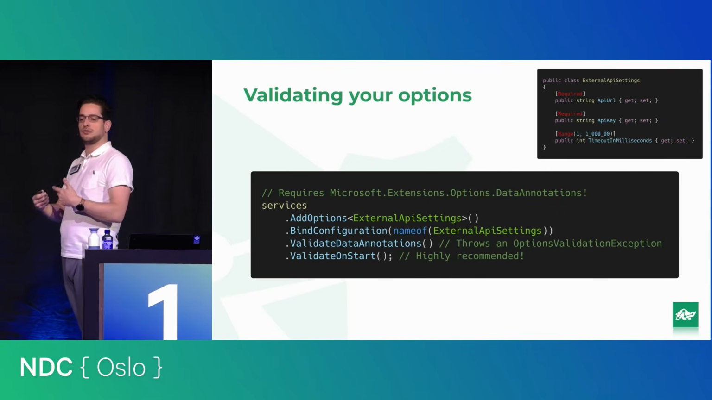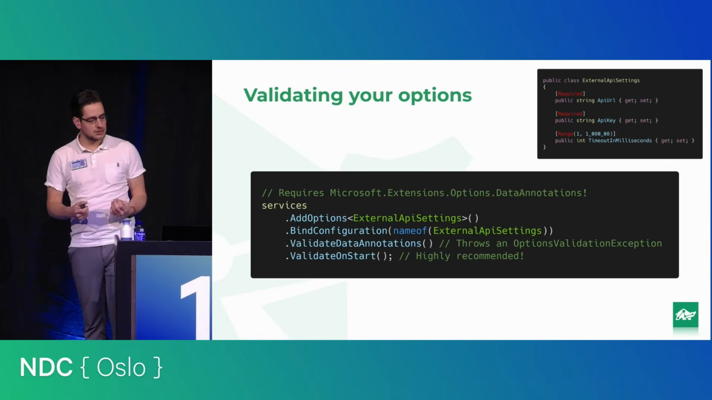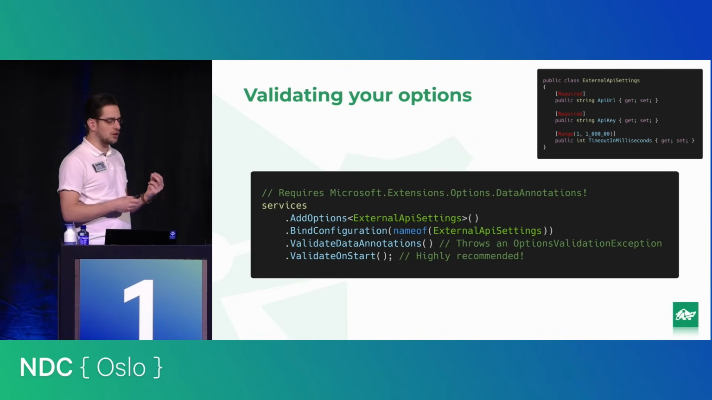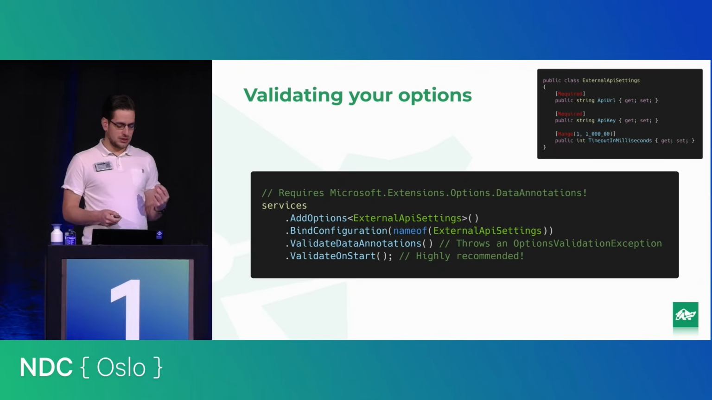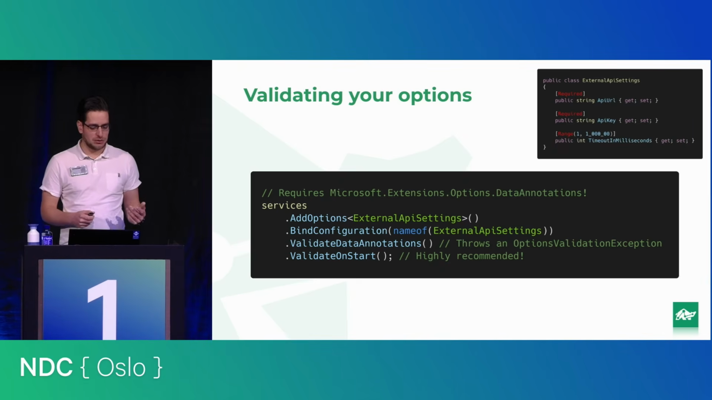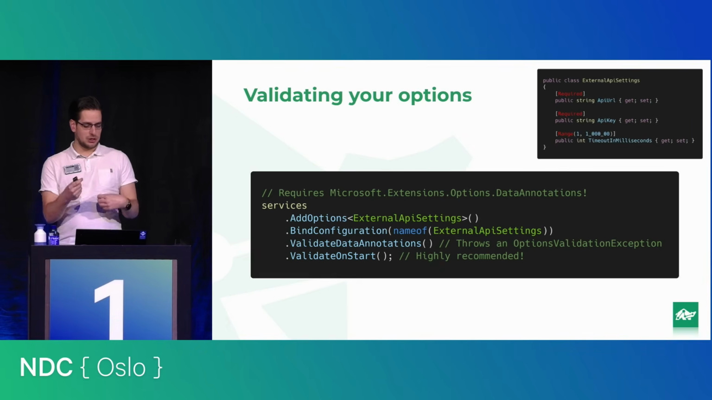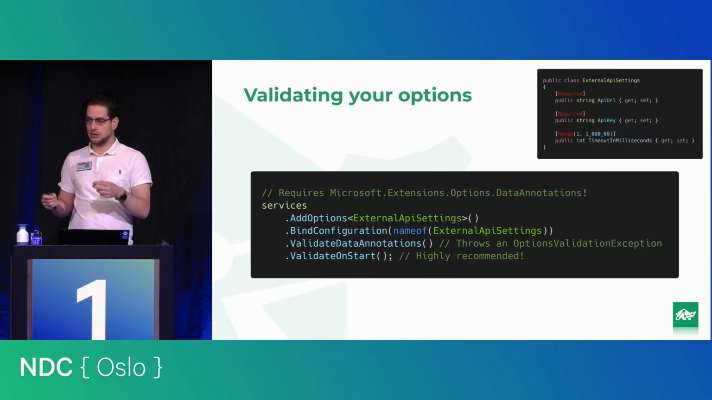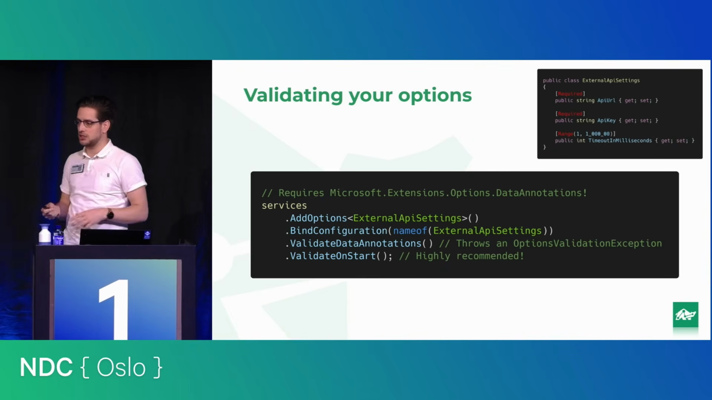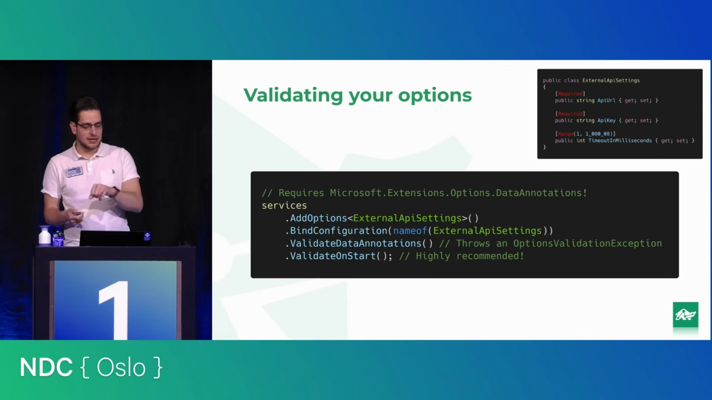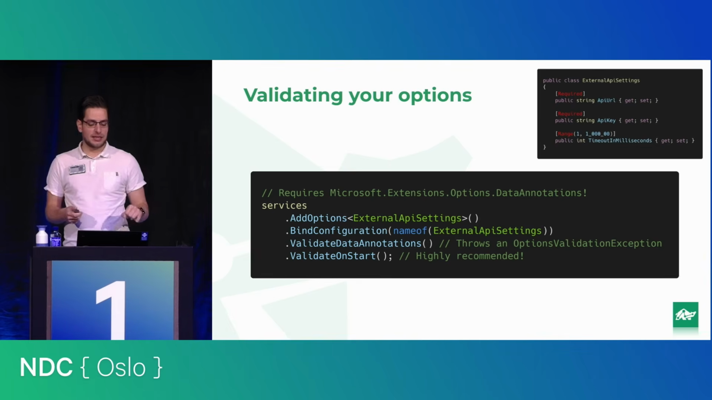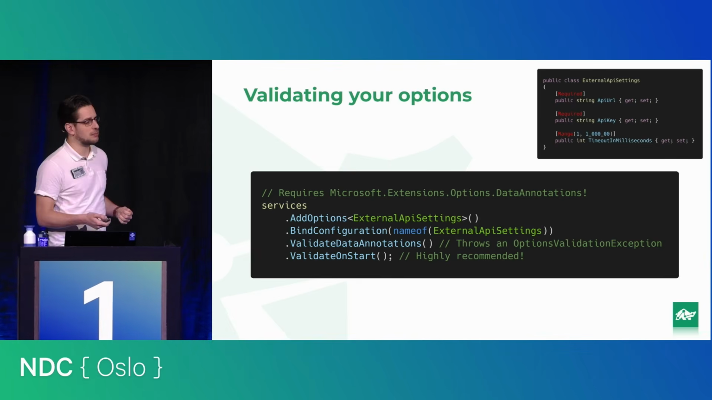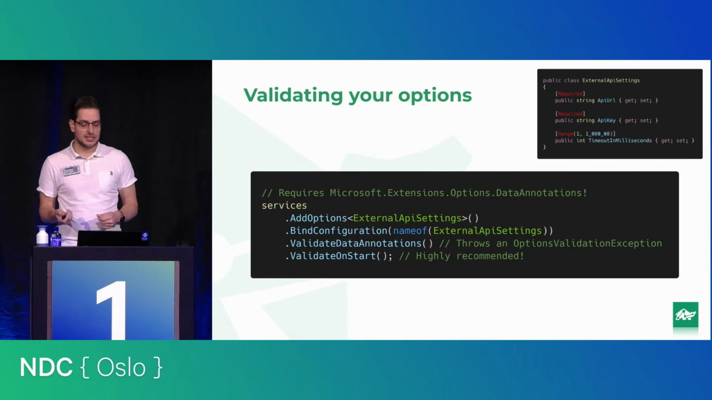Instead of saying .configure, we're now saying add options, and add options will return us an options builder, and this allows us to do a whole lot of powerful things. So for instance, we're now saying bind configuration, and we're just passing in the name of external API settings. So we're no longer needing to pass in the configuration system as well. It will just do this based on the dependency injection. And now we can call validate data annotations and validate on start. And this will then throw a validation exception right when your application starts up when your configuration is incorrect.